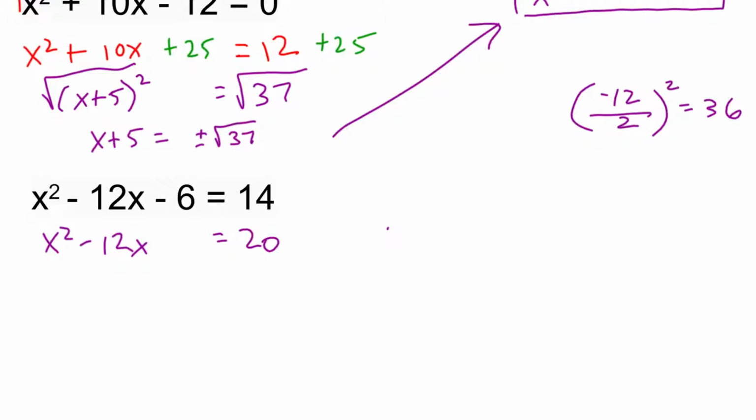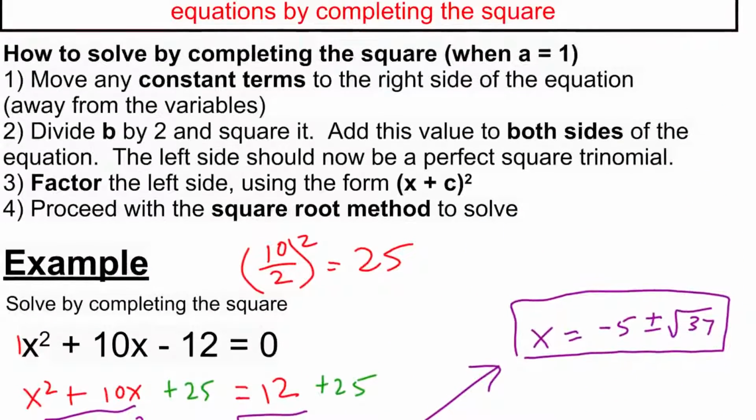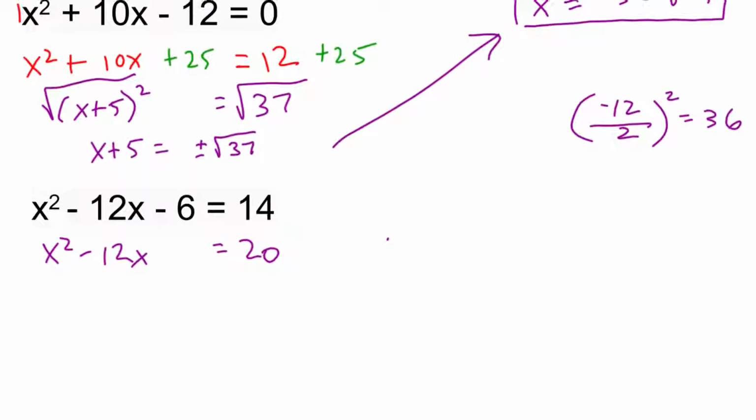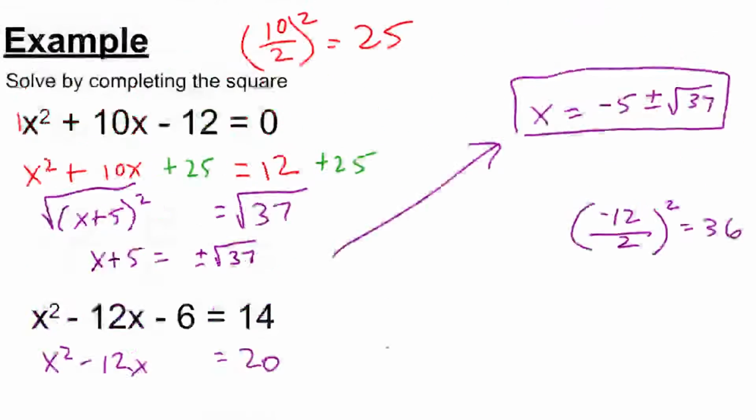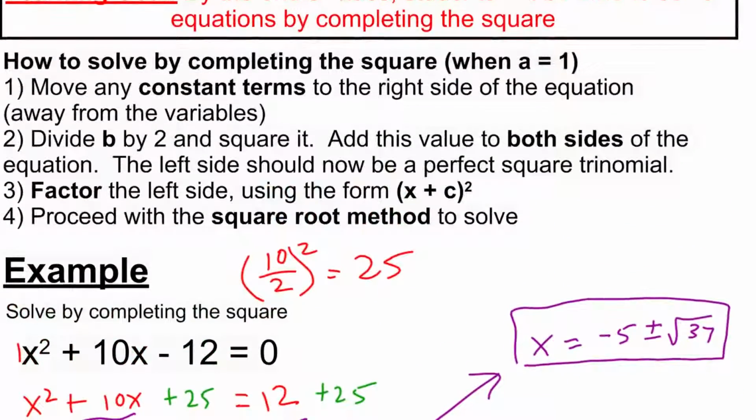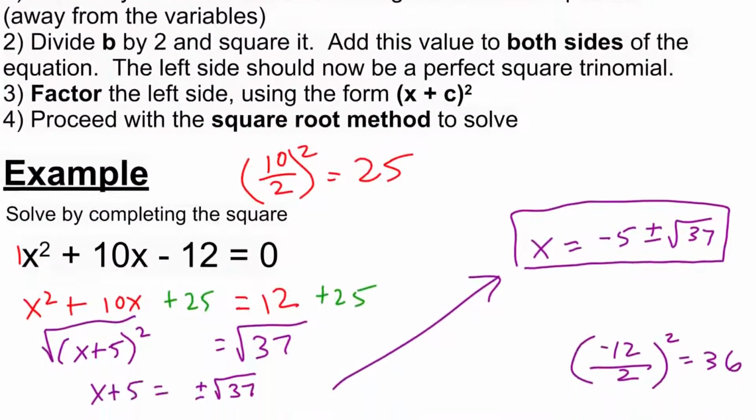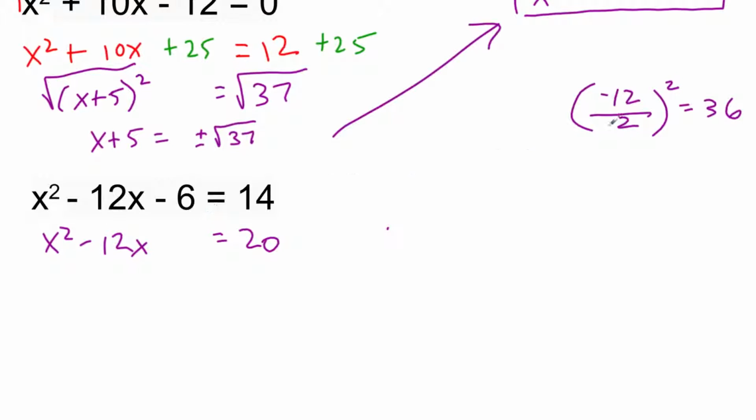And so if you go back to the top to the rules that I gave you, the first step was move any constant terms to the right-hand side. That's what we just did. We added that 6 over to get it out of the way. Okay, it says divide b by 2 and square it and add this value to both sides of the equation. The left side should now be a perfect square. Let's check. Okay, so we just figured out that I would really like there to be a 36 at the end of this. So I'm going to come up here and say let's add 36. And that means I've got to also do that on the right.